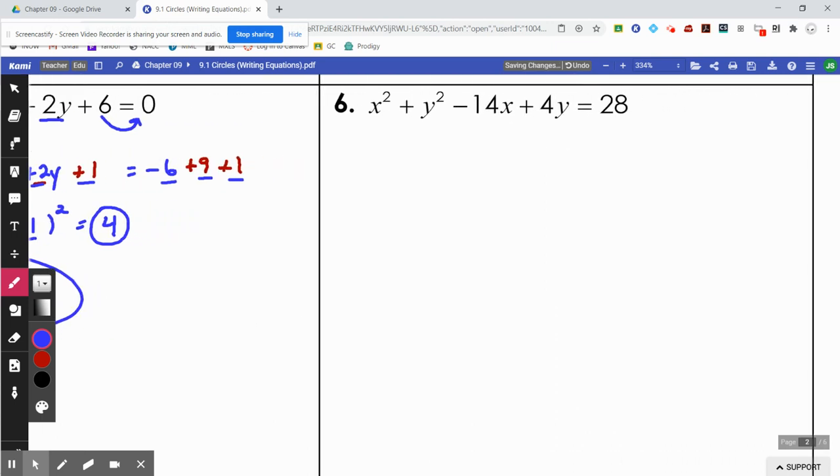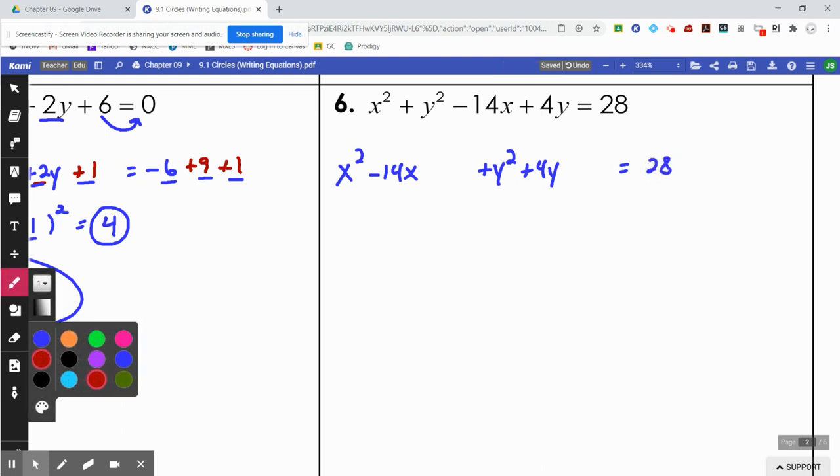Let's try it again. Group your x's, so you have x squared minus 14x, leave a space. Group your y's, plus y squared plus 4y, leave a space, equals, move the constant to the other side. To complete the square, you're going to take half of this and multiply it by itself. Don't forget, because I do a lot, don't forget to add it to both sides.